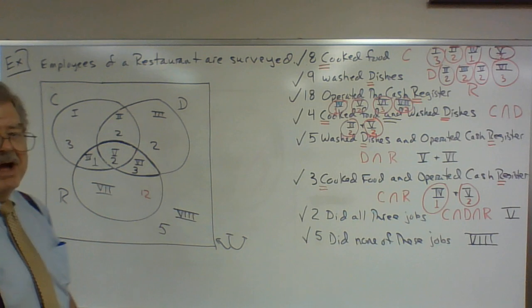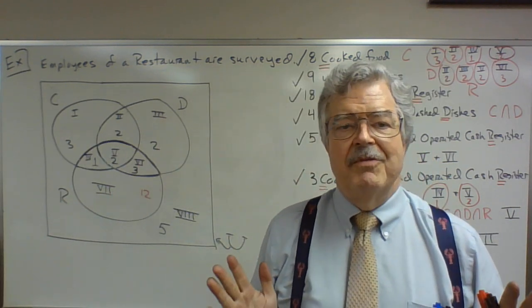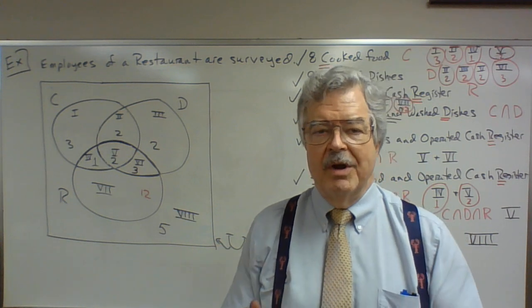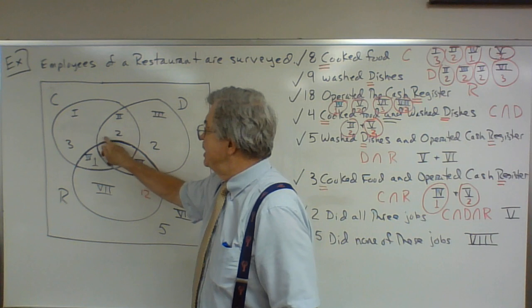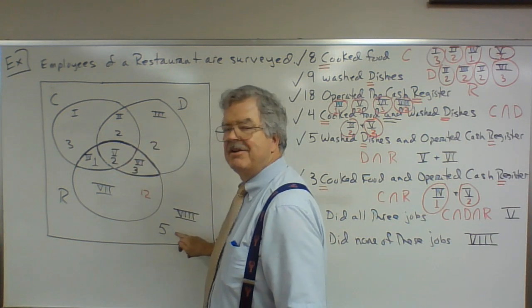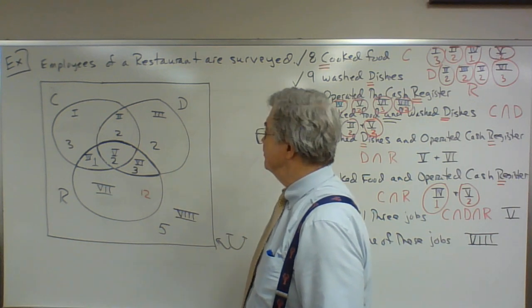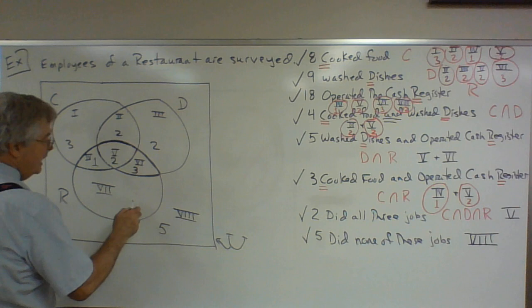Now, believe it or not, we're not done. What we've done so far is we've just organized our information so that we know how many people are in each of these 8 disjoint regions. And I'll tell you what, let me make this a black 12.